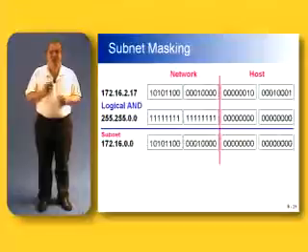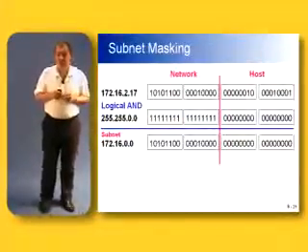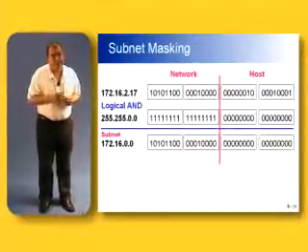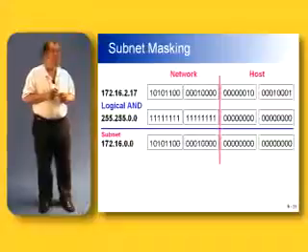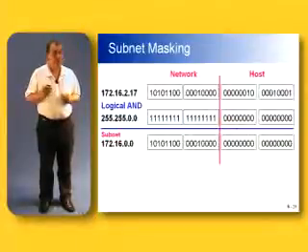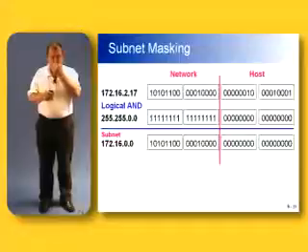So let's just see that happen. Here's an IP address, 172.16.2.17, our old friend again. And what we've done is convert the whole address into binary. And then we've got our mask that we're going to apply to that. In this case, 255.255.0.0. 16 1s followed by 16 zeros. And then we're going to do the logical AND between them. Let's just do a couple of octets here.